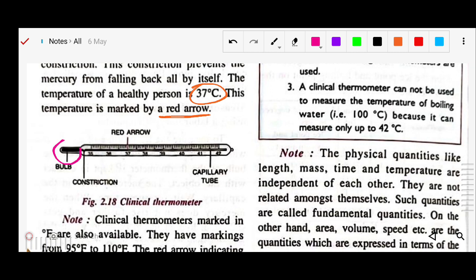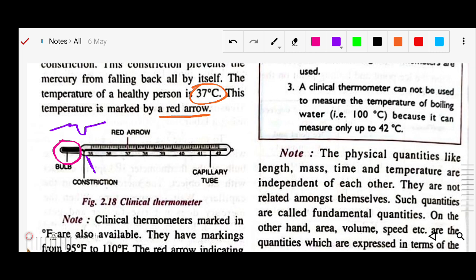This is the same bulb, but after the bulb you will notice this particular point, just see that it is like this, right? This way it is there. This particular point is called the constriction. Constriction means a little shrunk or narrowed, right? A band. It is a band. So why is it a band?